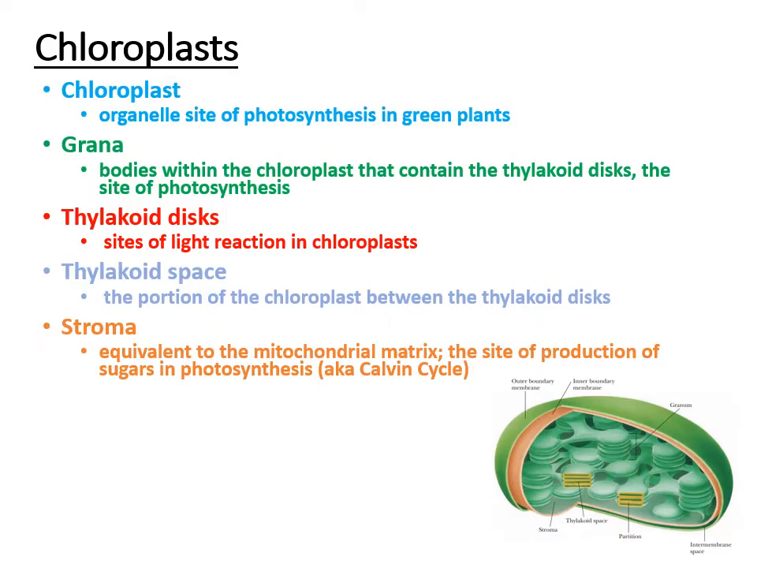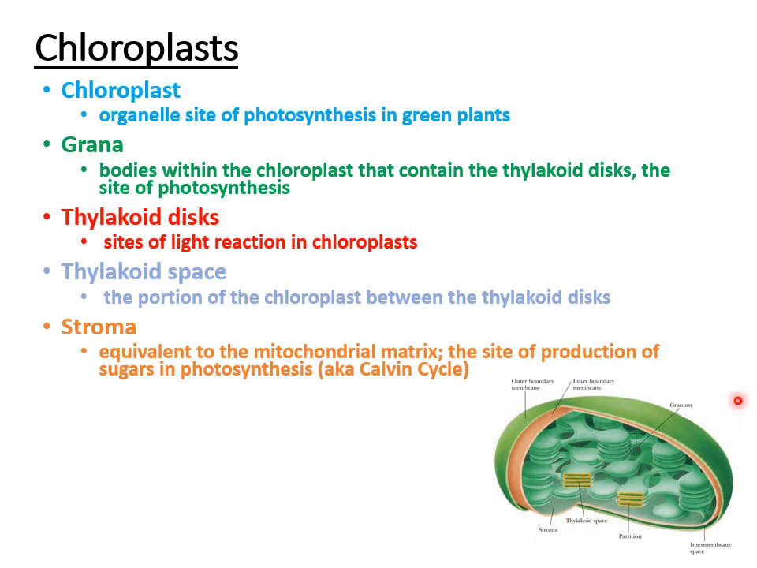Now, since I keep mentioning different reactions, different processes, and different locations in terms of the chloroplast within the previous couple of slides, I wanted to list out the parts of the chloroplast and the terminology that you'll see when we talk about photosynthesis. So as we already mentioned, the chloroplast is the organelle that you find in plants and not in our cells, and it will be the site of photosynthesis.